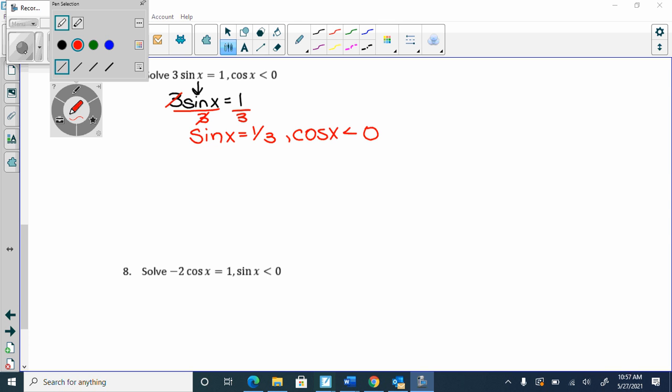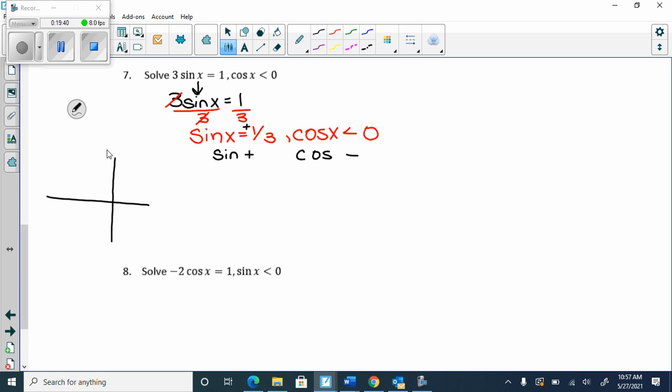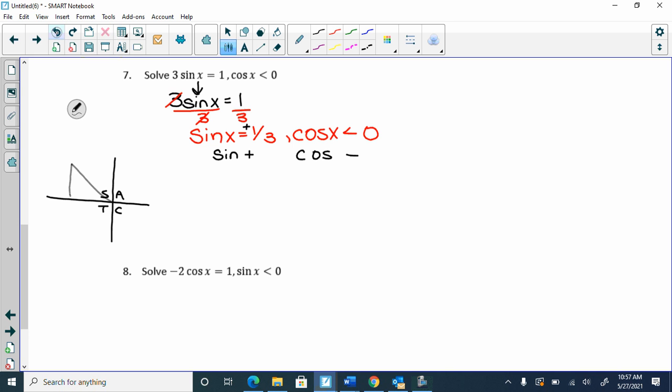Okay, so first thing we got to do is draw. So we need where sine is positive, 1/3, and where cos is negative. So I need C-A-S-T. I need to see the letter S. I need to not see the letter C. So where does that happen? Right there, right? I see the letter S. I don't see the letter C. Okay. I don't know why I drew a triangle. There. Okay.